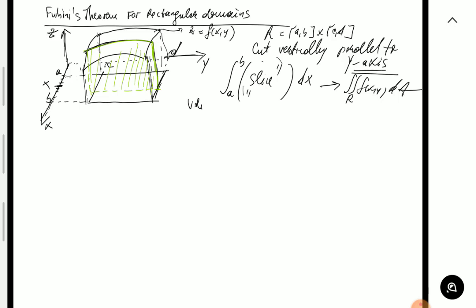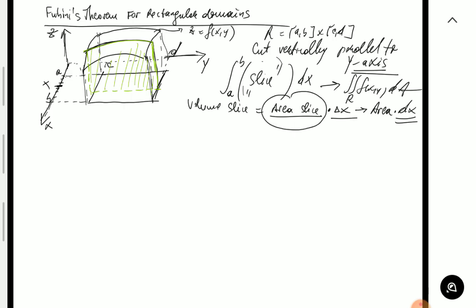Now the volume of each slice is going to be the area of the slice times delta x, right? It's going to be a partition over the AB interval. And of course, as I take the limit of the Riemann sum, this delta x is going to go to dx, right? It's going to approach 0 as n goes to infinity in that Riemann sum. So then the question is, how do I actually come up with the area of the slice? That's what I need. Where does that come from?